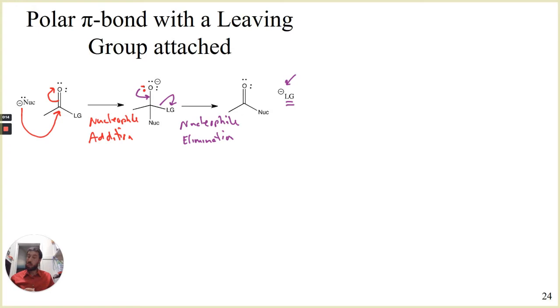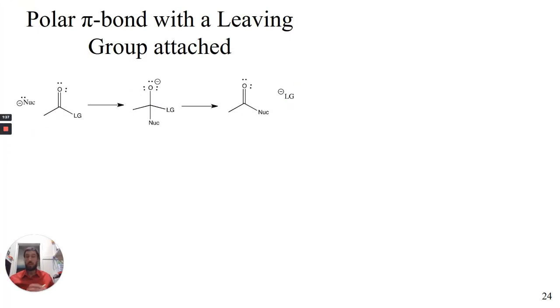Because these types of reactions require some very particular patterns, okay? They require that polar pi bond and they require the presence of the leaving group. The amount of starting compounds that we can work from is fairly limited in scope, okay?